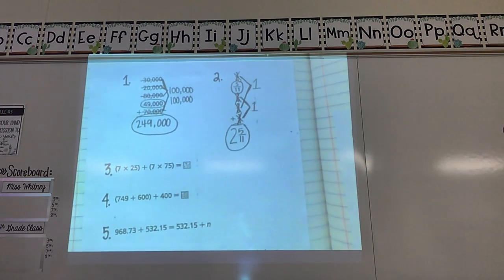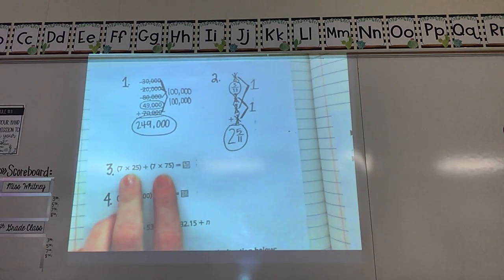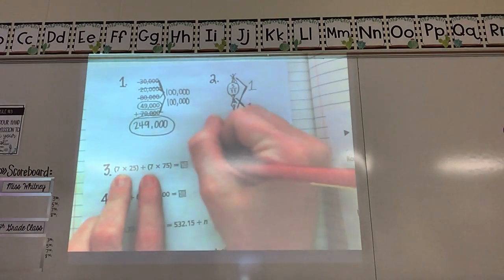Number 3, we're going to practice using the distributive property. And you will notice they already have 2 groups. But these problems don't look very easy. So to make it a little bit easier, we're going to go backwards. We're going to take a number out and put it on the outside. So look in your 2 groups here. What number do you see that's the same in both groups? The 7.